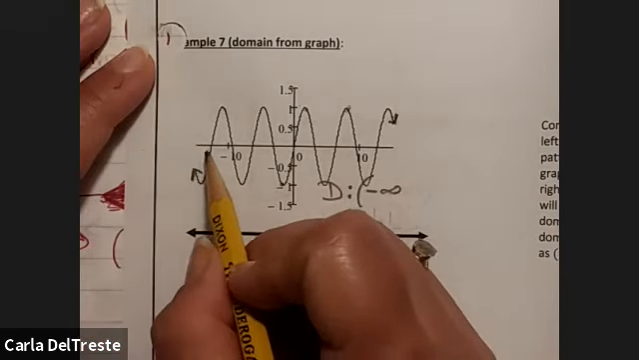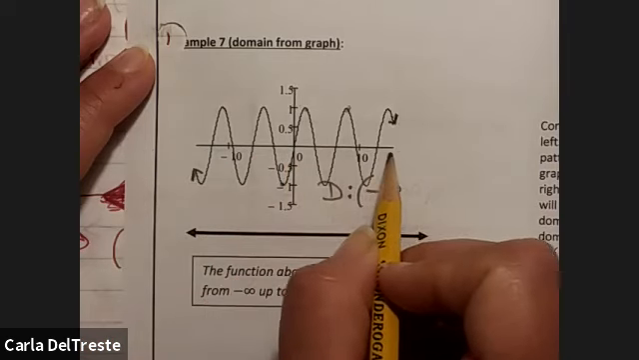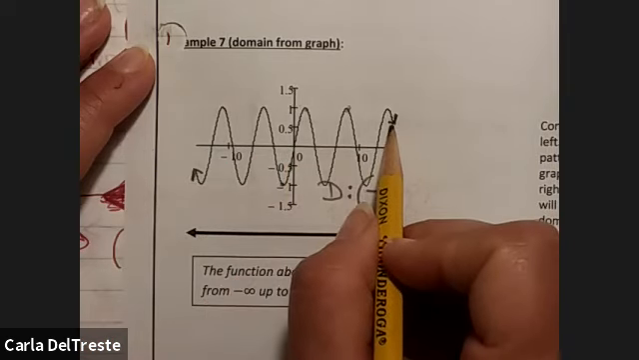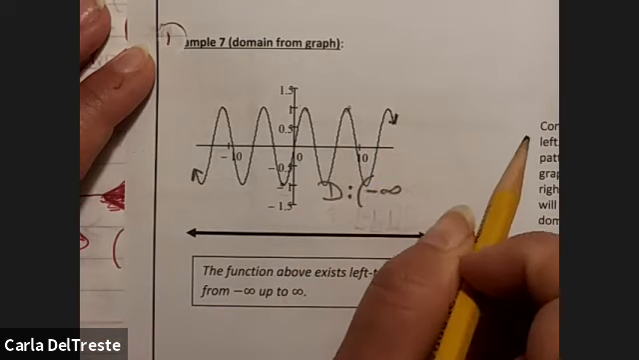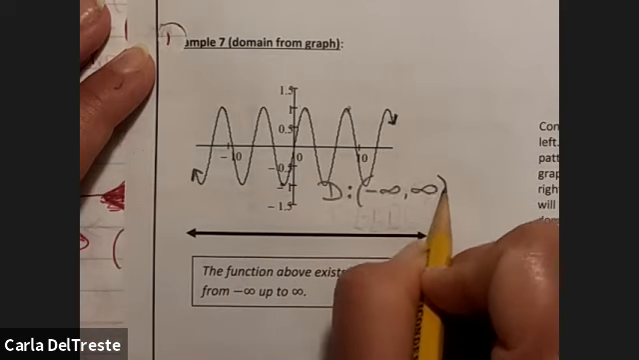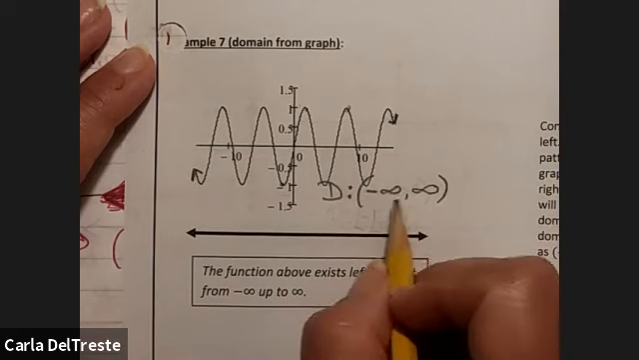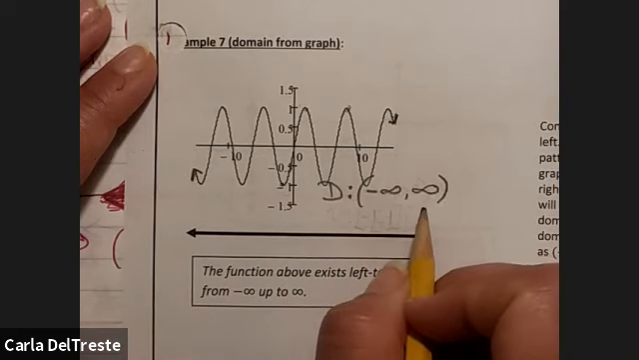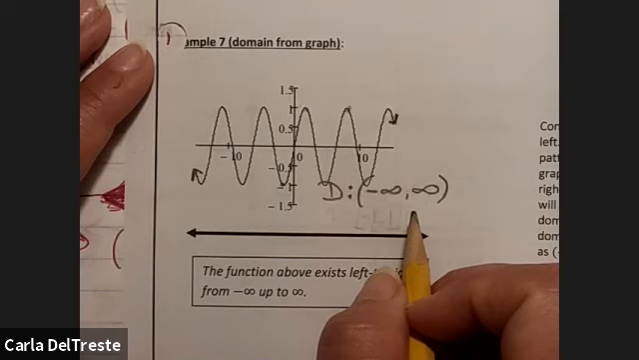And then as I keep walking along the x-axis, will I ever stop seeing the graph? Well, I have an arrow here too. So that means that this pattern is going to keep going. So the graph will never stop. This is going from -infinity to +infinity. The reason that infinities will never have a square bracket is because infinity is not a number. It's not something you can stand on. So infinity is never going to have a square bracket.